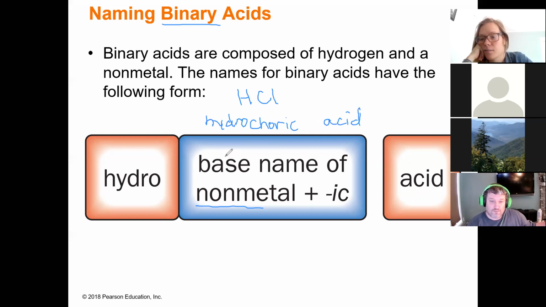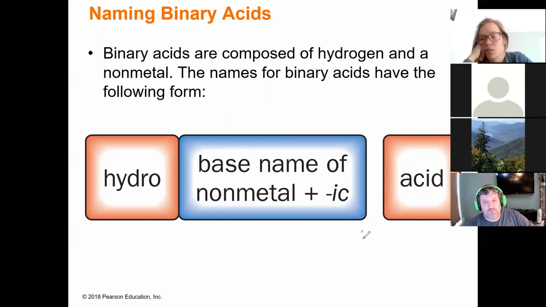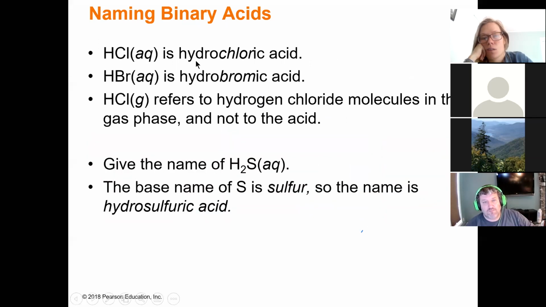Hydrochloric acid. Have you heard of hydrochloric acid? Probably, it's a pretty common acid. The hydro and the nonmetal get smooshed together. So this one here, HBr, is hydrobromic acid. Of course, there has to be one that gives us trouble. For this one here, we don't call it hydrosulfic acid. This is hydrosulfuric acid. It doesn't truncate it. It's just one of the ones that doesn't follow the rule.